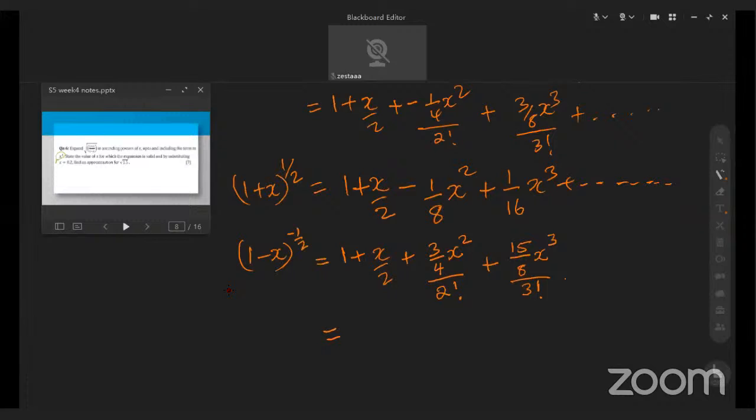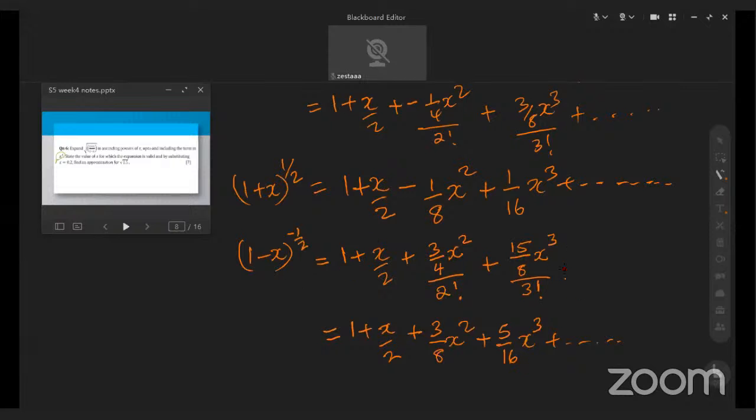Okay, the final expansion is 1 plus x out of 2, plus 3 out of 8 x squared, plus 5 out of 16 x cubed. Okay, thank you. People are keeping quiet there with the quick answers.